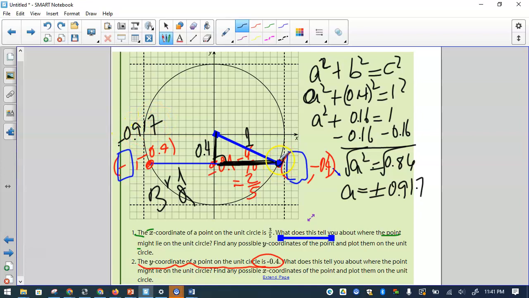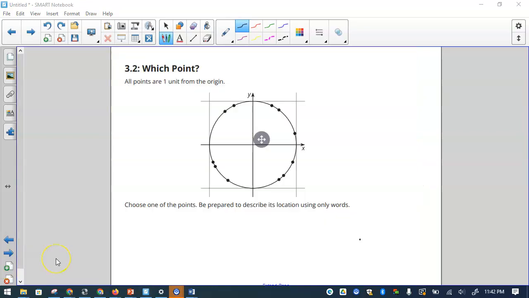0.917, and here it is plus 0.917. That's it. So for y coordinates, you have two x coordinates. Then the third quadrant is going to be minus, and the fourth quadrant will be plus. Okay. Hope that helps. So let's go to the next one.